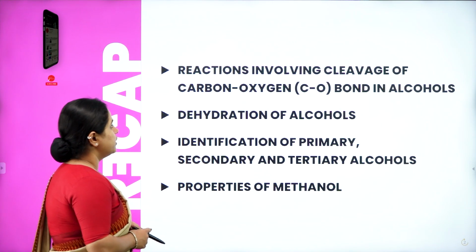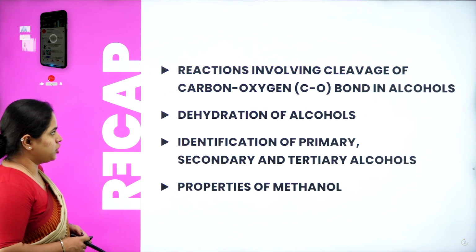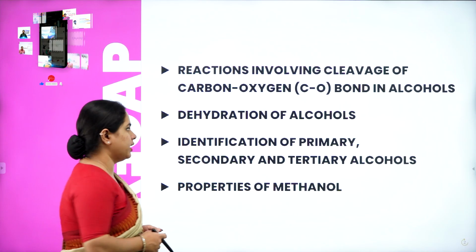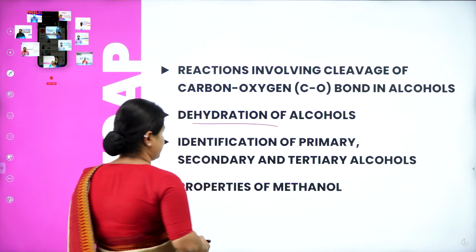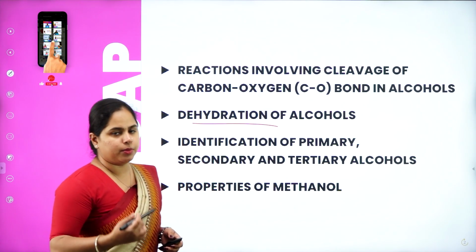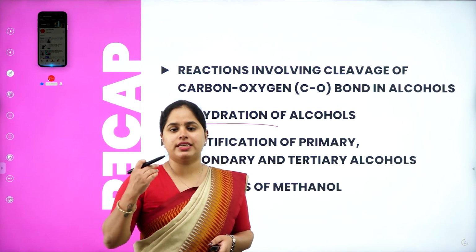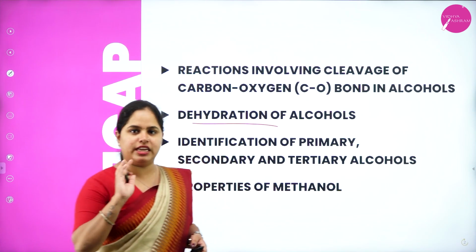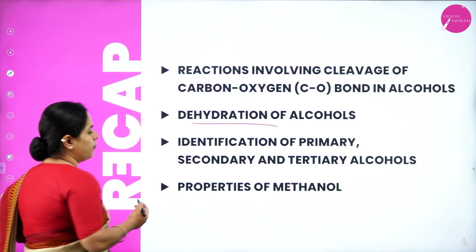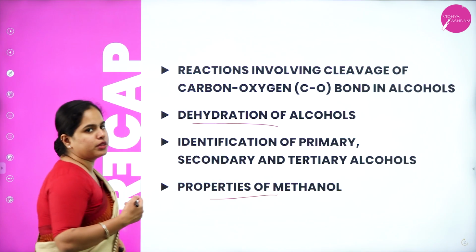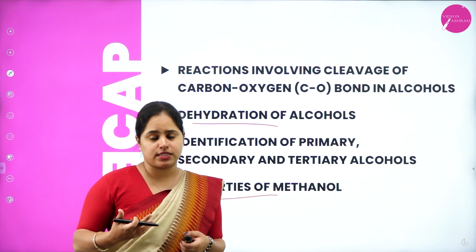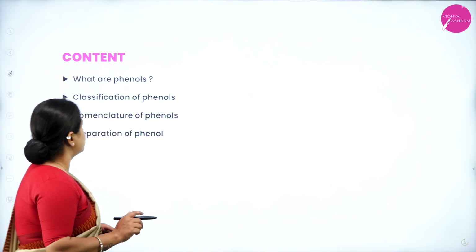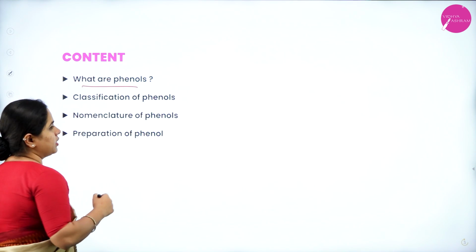In the last session we studied the reactions involving cleavage of carbon-oxygen bonds in alcohols, right? So dehydration of alcohols we studied. Then how to identify primary, secondary and tertiary alcohol using a test which is called the Lucas test, wherein we are using Lucas reagent, right? And the properties of methanol as well as some uses of methanol as well as ethanol were discussed in the last session. So in today's session we are going to start with the next part, that is phenols.